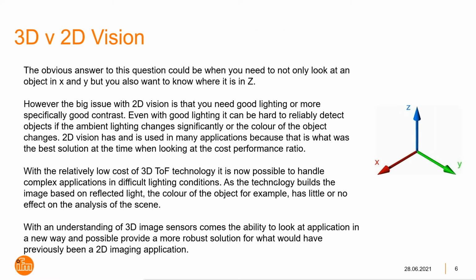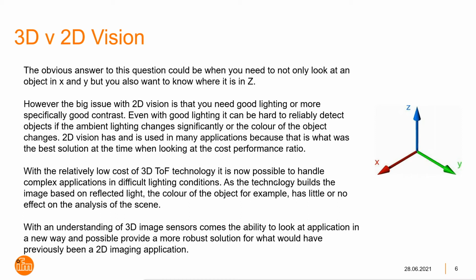You then get asked the question about when to use 3D versus 2D. 2D technology has been around a long time, and we've all had experiences of using it, and we know the importance of lighting. We also know the effect that a change of colour can have in certain applications, because basically what we're after is an image with good contrast to allow us to pick out what we want.